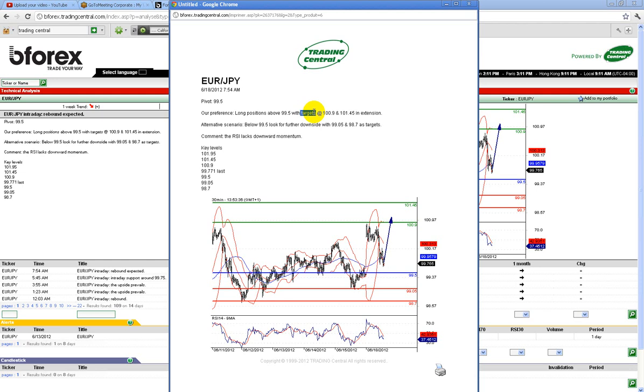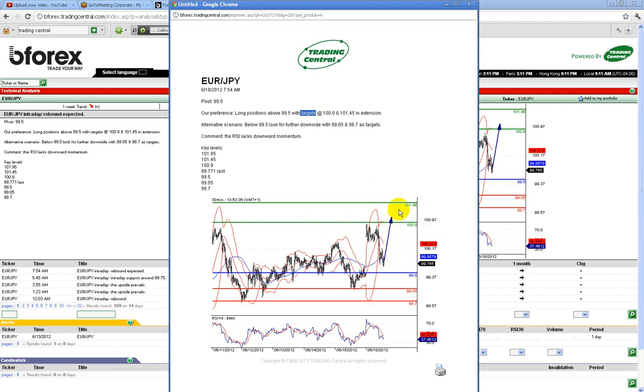Alright, let's repeat what we said. Pivot is stop loss. Short means sell, long means buy, and targets means take profit at 100.9 and 101.45. Now we can notice them on the graph, which are the green lines.